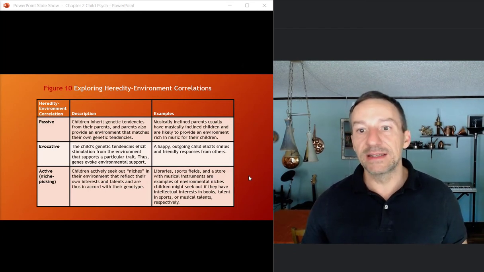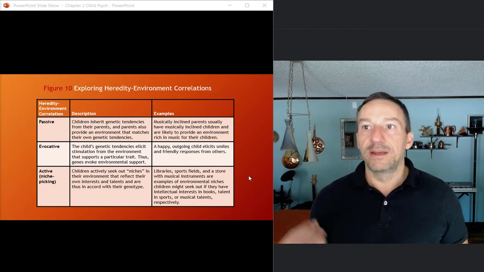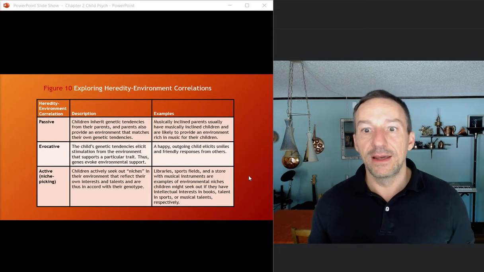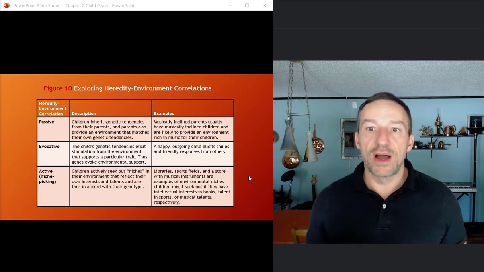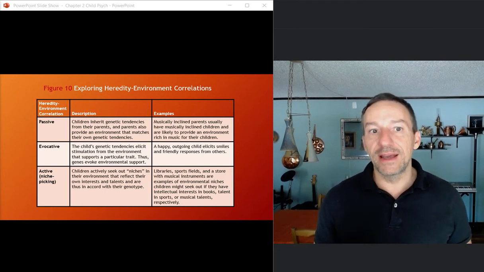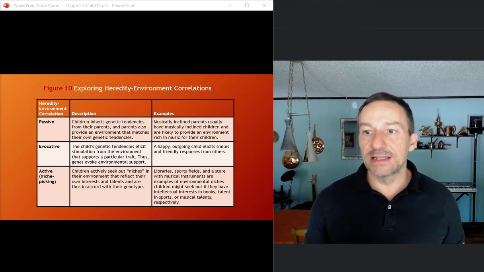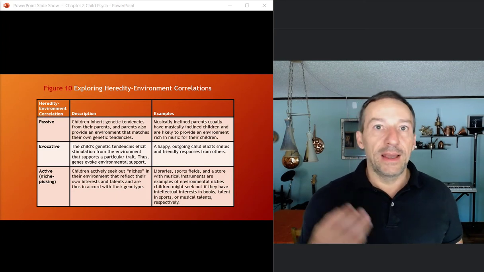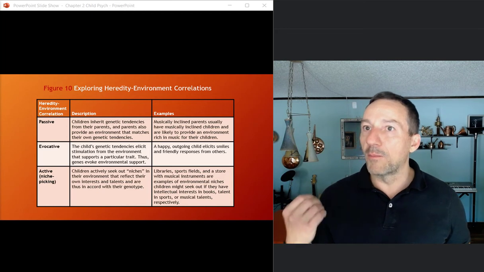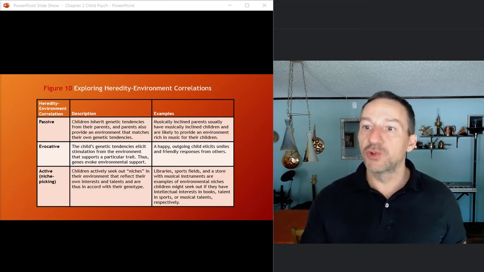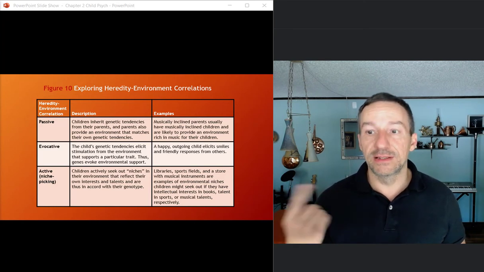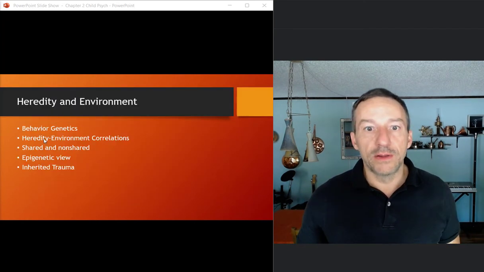And on the niche picking, kids that are more likely to be in athletics or musical instruments, reading, things like that, are going to go out and try to find more of those activities. These are framed in a positive way, but there can be negative things too. If you have a kid that has a difficult personality and acts difficult, then the people around him or her are more likely to act negatively towards that child, and it can go like this. It's a bi-directional thing that's going on there, which is sad. So that was on the heredity environment.